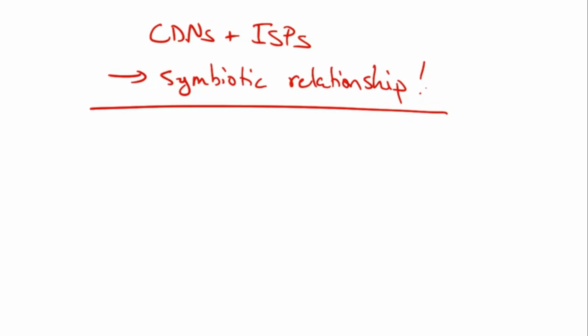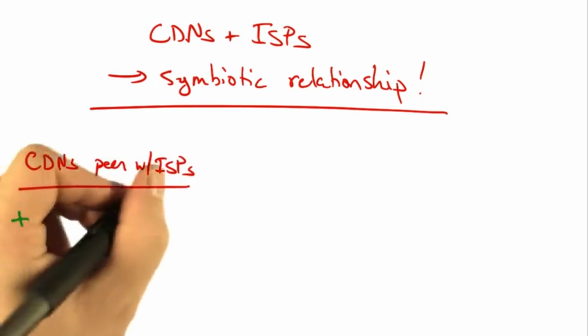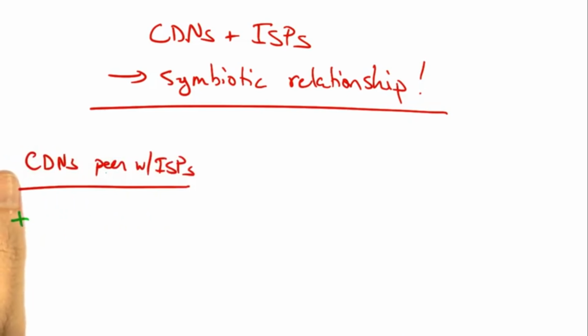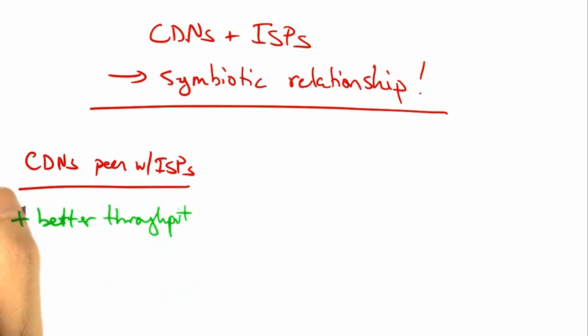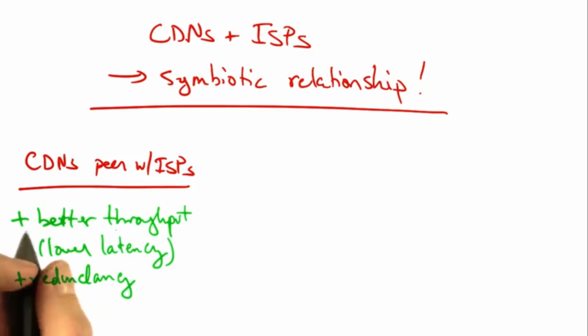It turns out that content distribution networks and ISPs have a fairly symbiotic relationship when it comes to peering relationships. CDNs like to peer with ISPs because peering directly with ISPs where a customer is located provides better throughput, since there are no intermediate AS hops and network latency is lower. Having more vectors to deliver content increases reliability.